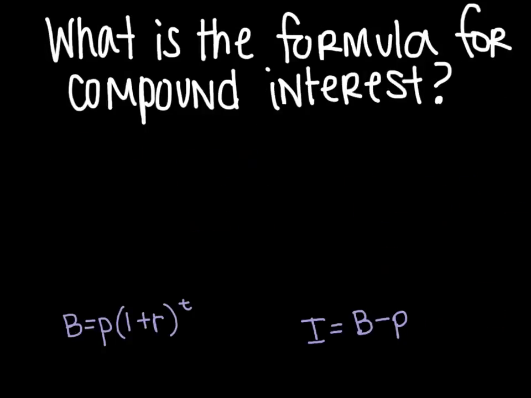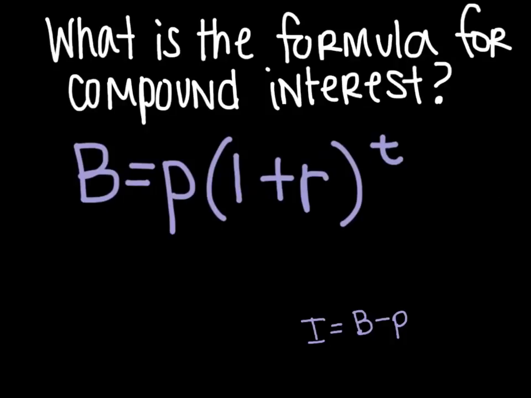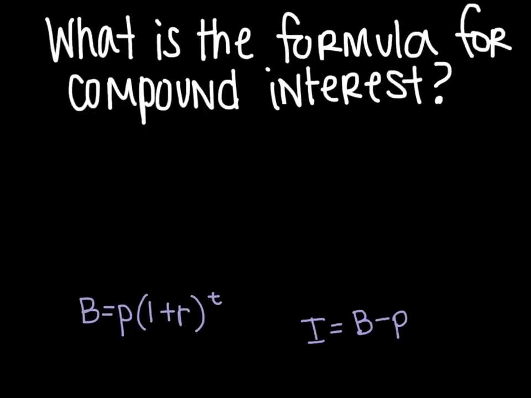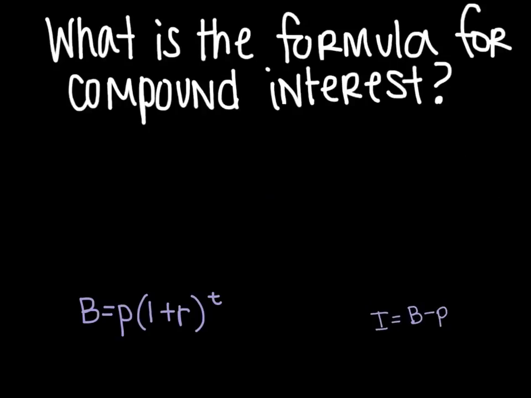The other type of formula you might see, or type of interest, is compound interest. This requires you to use B equals P, and then in parentheses 1 plus r, to the t power. And then I have here the interest equals the balance minus the principal. Depending upon what the question is asking for is what you're going to do.